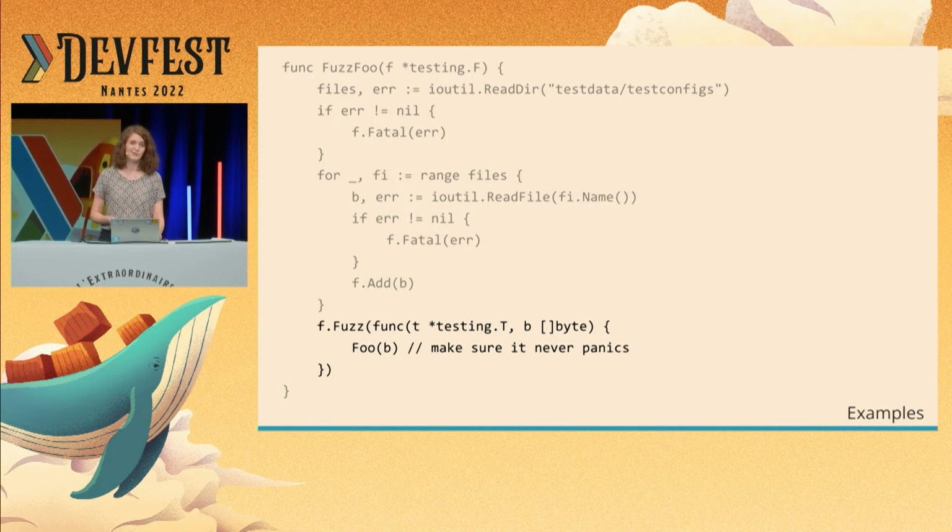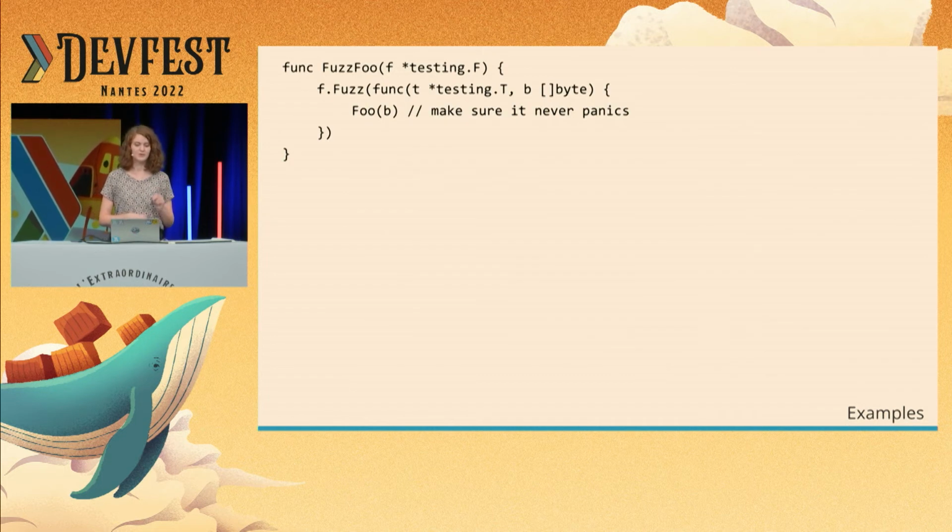And now it's up to you to fuzz this however you want to. You can check properties, check errors, perform operations, whatever you want to do. That's up to you. Or you can just call a function and make sure it never panics. Like I said, that's a completely valid way of doing that. That's your choice.